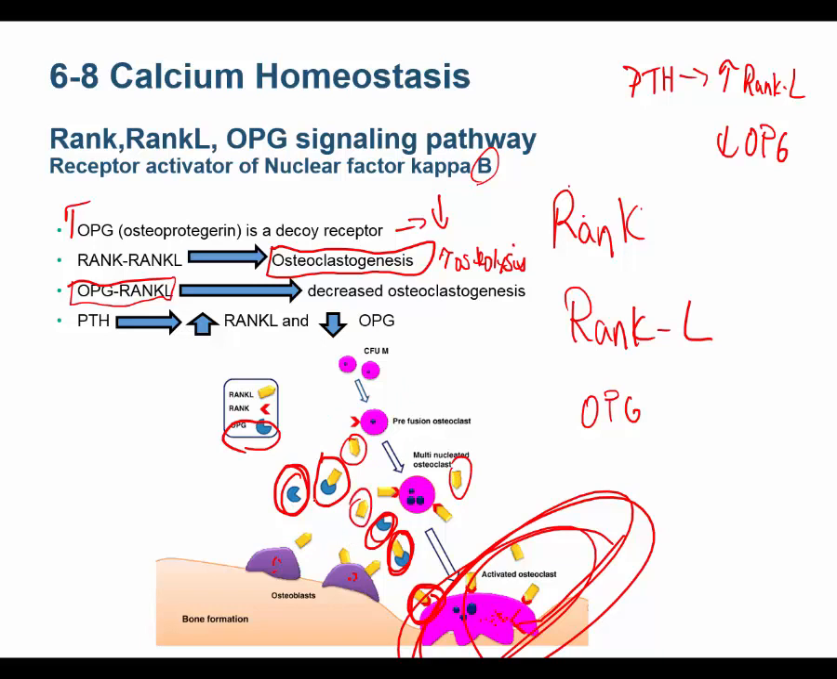That's good, because even if I have some OPGs floating around, if I had one OPG and a million RANK L's, they are going to out-compete for the RANK. So now I got a lot of these RANK ligands, and they start binding right here onto the RANK. And when they do, they activate my osteoclast, and I turn on bone resorption. So that's how PTH really works, is it turns on RANK L.